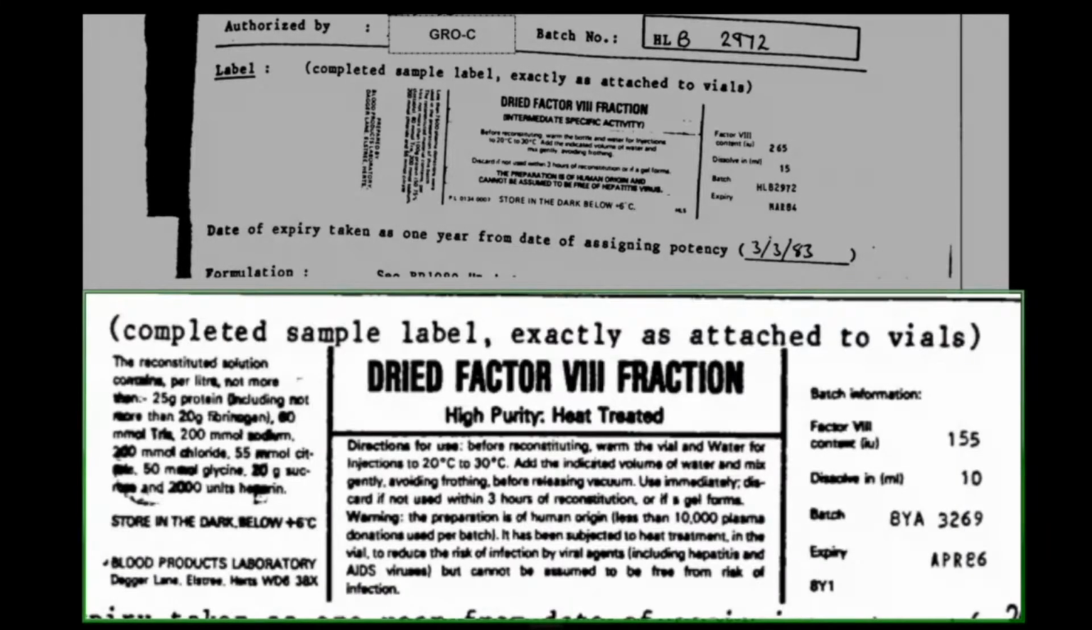The second label is March 85 and concerns 8Y. There's a document which helpfully sets out a number of different labels, including labels for 8Y, and gives dates for them. And this one does actually have a figure in it. If you look underneath dried factor 8 fraction, and look at the wording underneath the warning: the preparation is of human origin, less than 10,000 plasma donations used per batch. Yes. So, albeit that it's 8Y, it's heat treated, we have moved from less than 7,500 in January 83 to less than 10,000 in 1985.